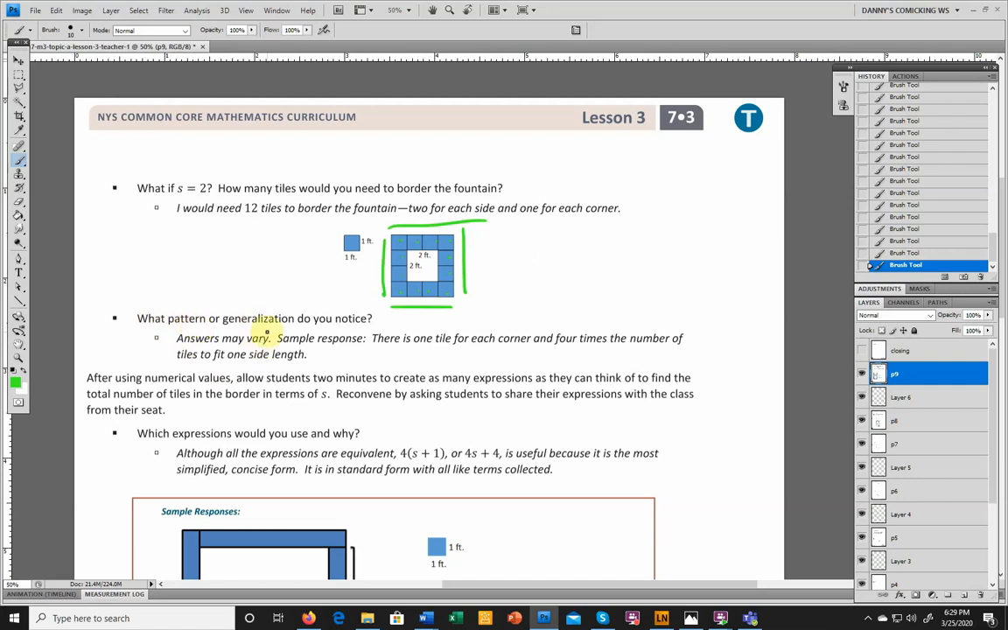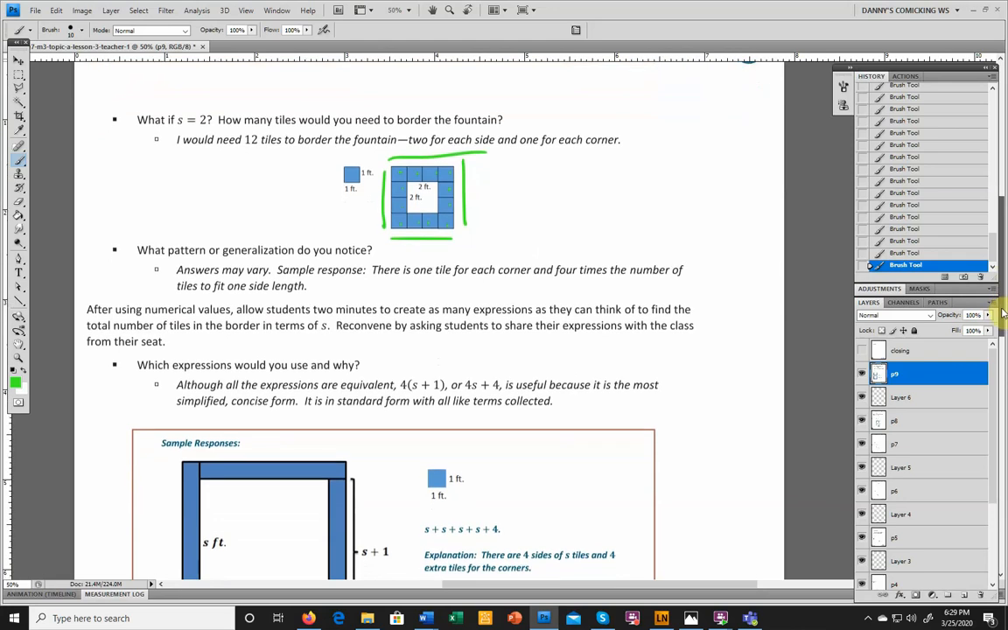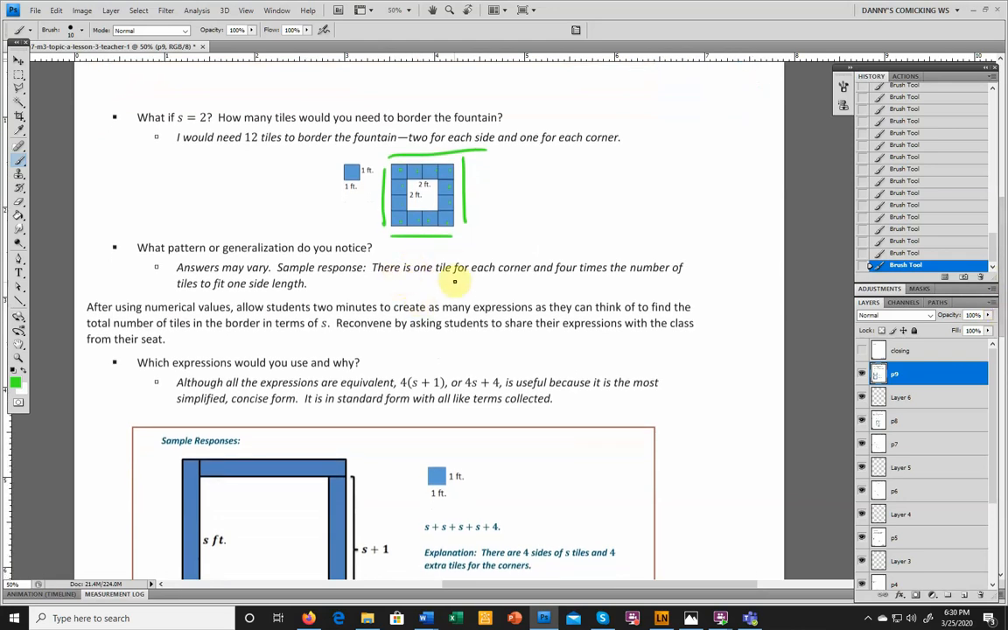What pattern or generalization do you notice? "There is 1 tile for each corner" is a good response. Or "4 times the number of tiles that fit one side length" is a good response. So 2 times 2 is 4, right?